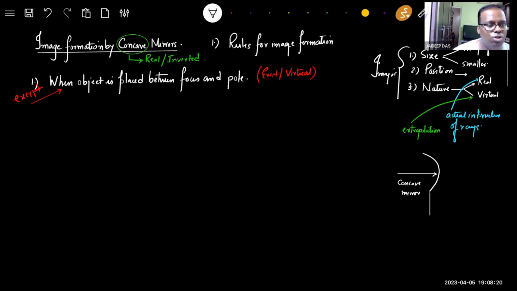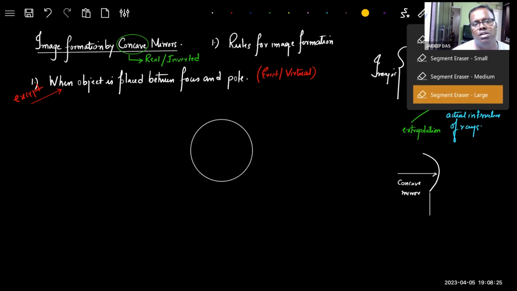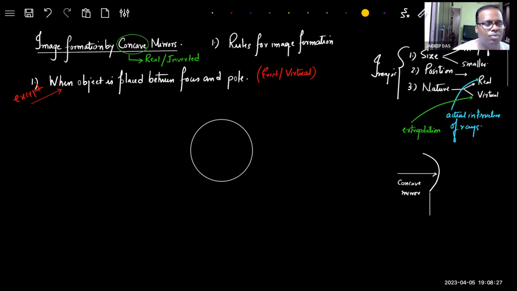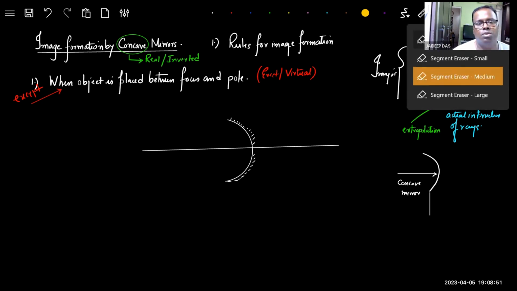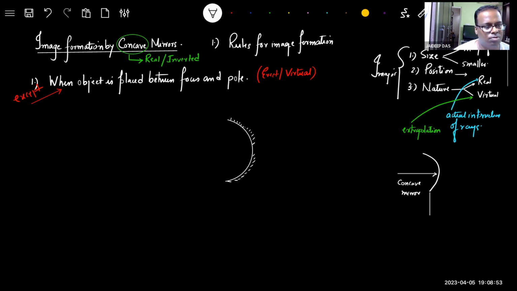Okay, the first job would be to make our concave mirror. This is a part of my concave mirror, and I would first draw the principal axis. So this is my principal axis, and let me etch the mirror now. Okay, very good. Once I have etched it, I will make it a little straight. Okay, I've etched it.